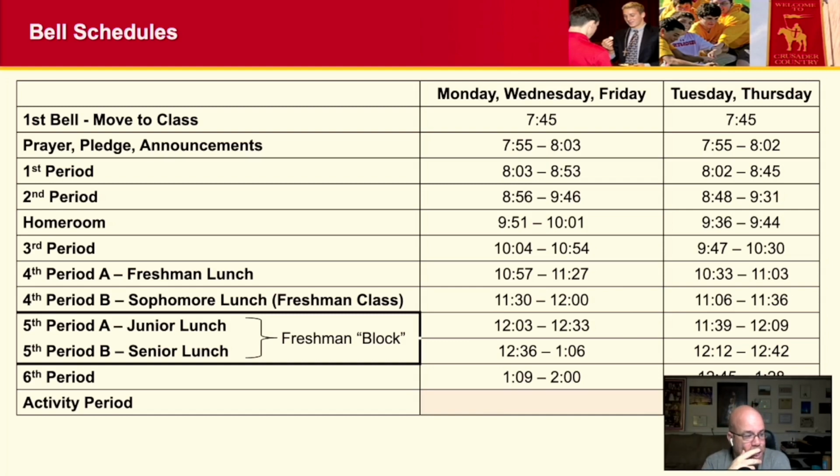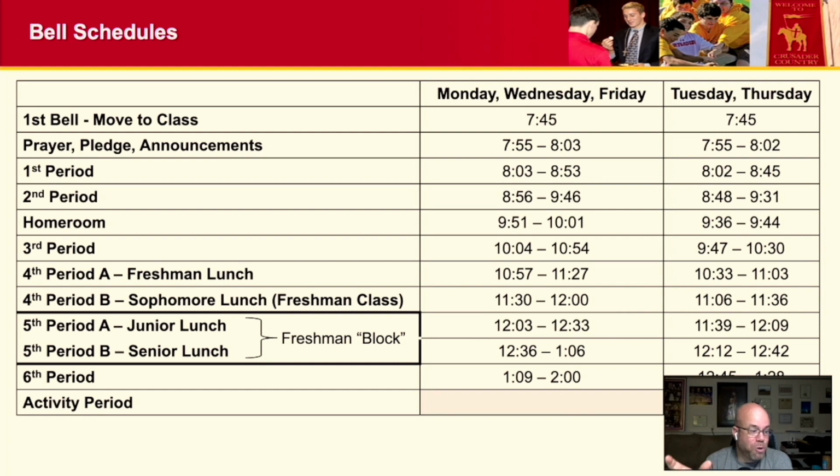And then for freshmen, you're going to go to third period. After third period, you'll go to lunch. Okay? So fourth and fifth period are each an hour long. For the freshmen, you'll go to lunch for A, what we call the first part of fourth period, and then for B, you go to class, whatever is scheduled for fourth period.